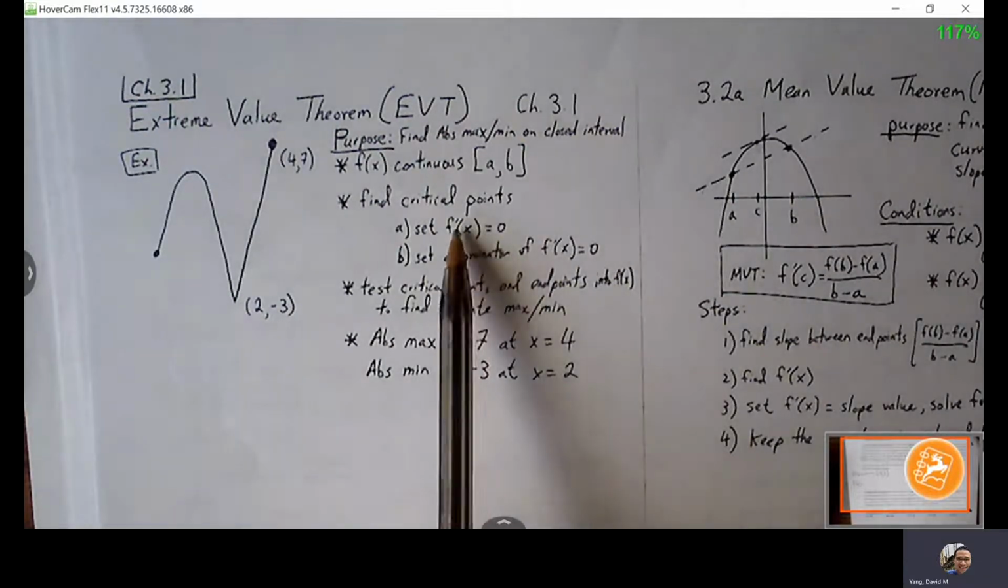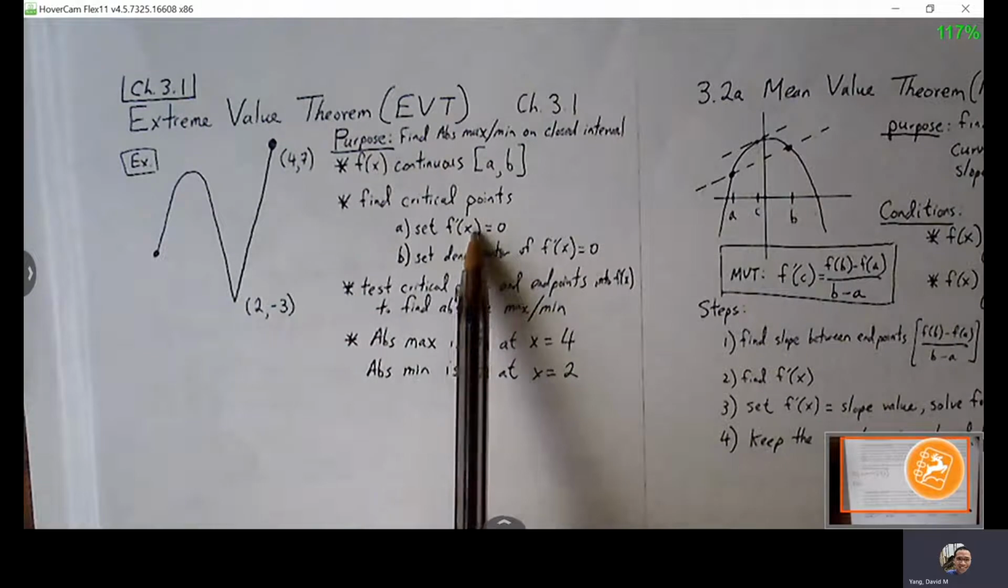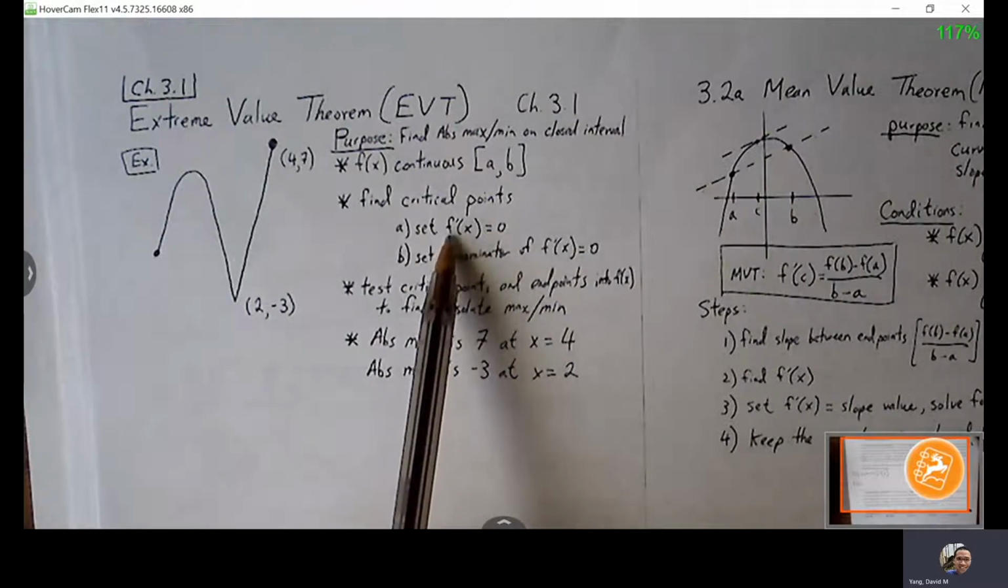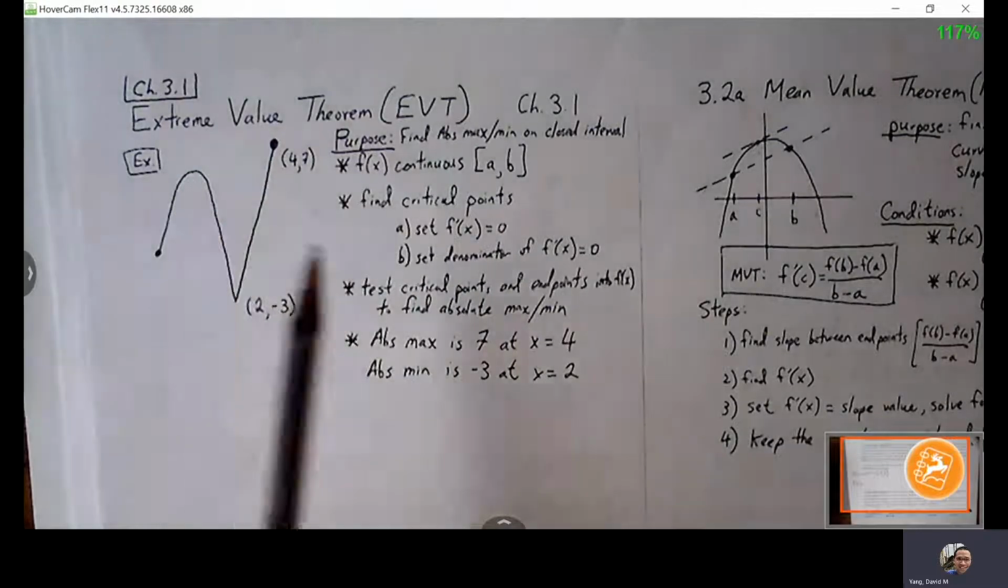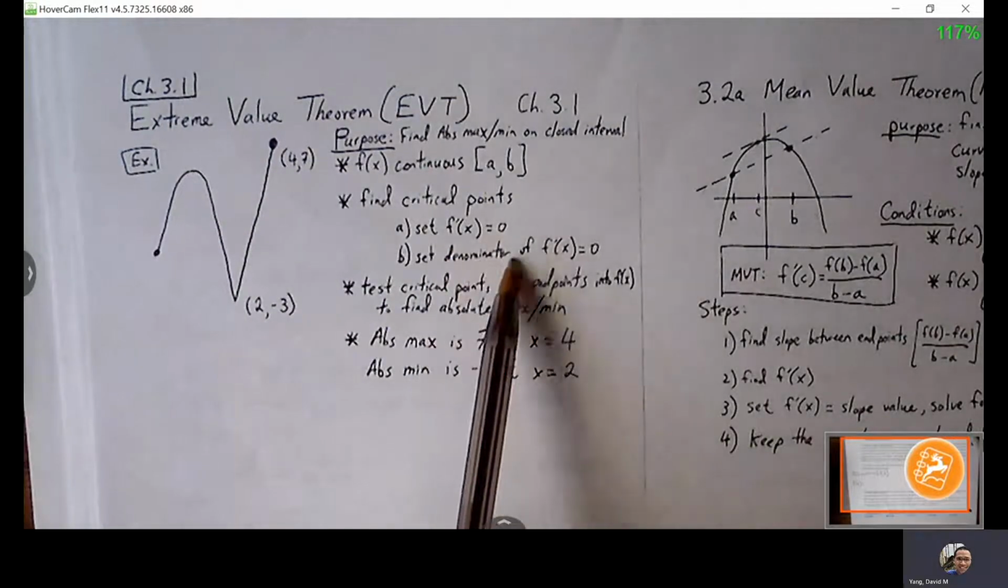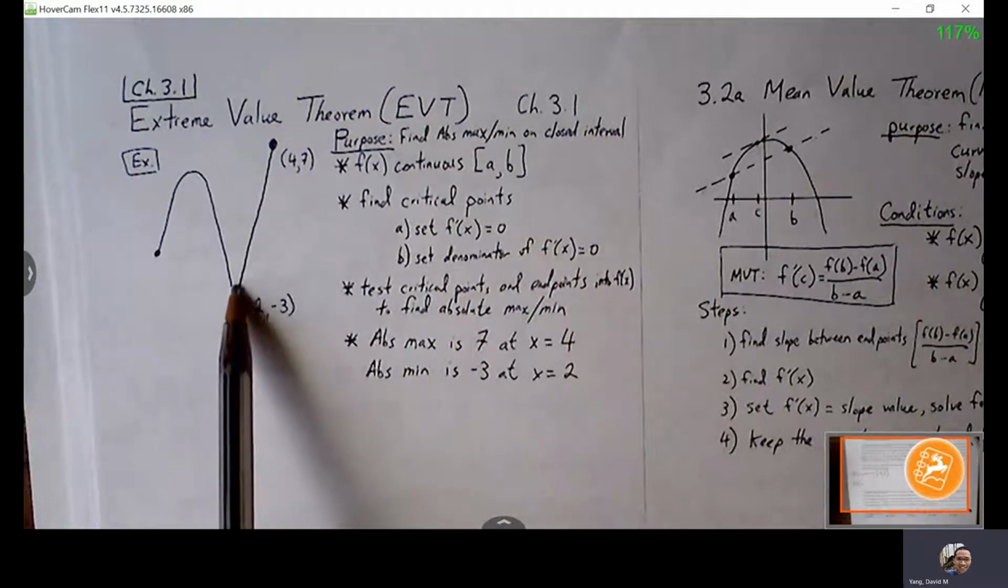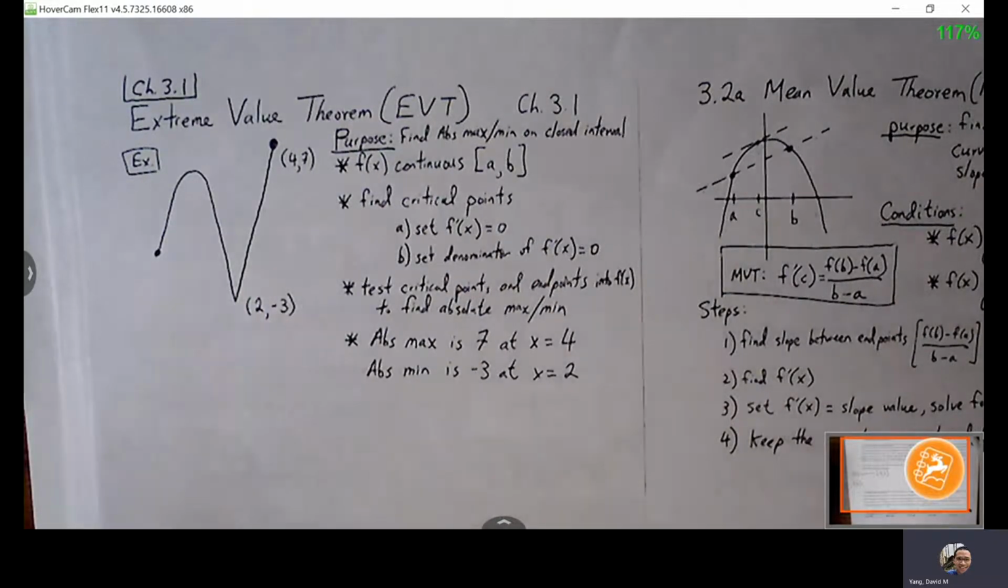So to find critical points, we set the derivative equal to 0. If we set the numerator of the derivative equal to 0, we're able to locate places where slope is 0. If we set the denominator of the derivative equal to 0, then we are locating where the slope is undefined.